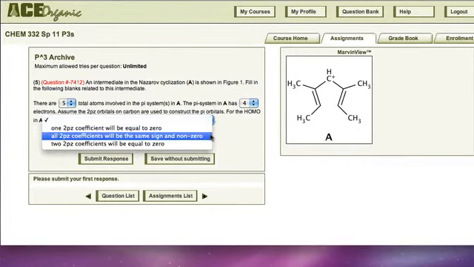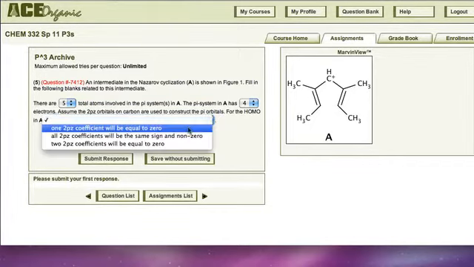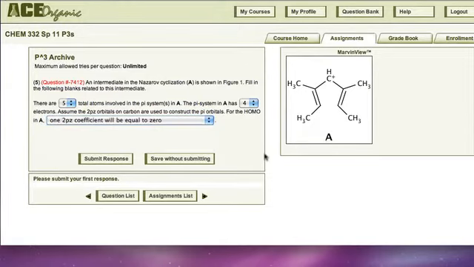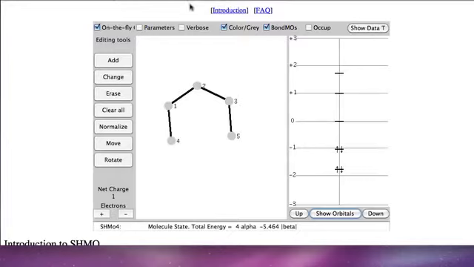And finally, this last blank asks us about the number of 2pz coefficients that are equal to 0 in the HOMO of A. And if this seems a little bit non-intuitive to you, the best way to see why the answer is only 1 is to look at the highest occupied molecular orbital in an MO calculation. A little bit later down the line, we'll talk about SHMO, which is a very easy way to calculate pi molecular orbitals.